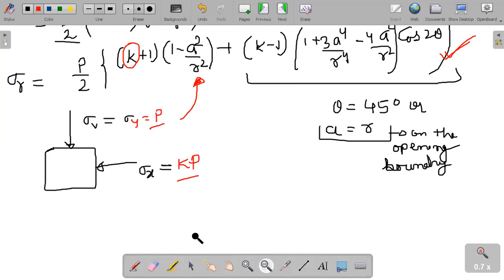Okay, now I'm giving you a question: find sigma r when a equal to r. Find sigma r when a equal to r.